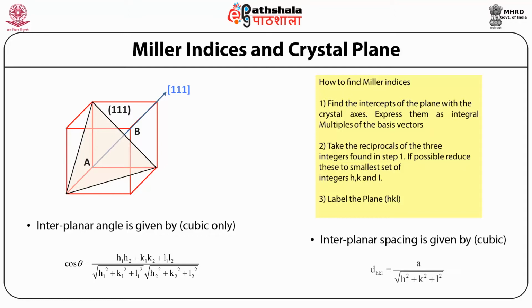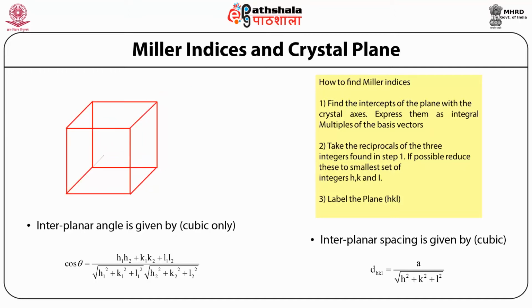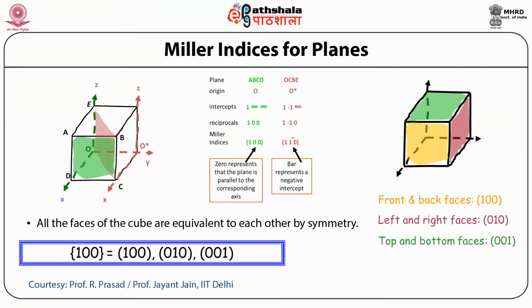Similarly, the interplanar spacing is given as d_hkl, which is equal to a divided by root of h square plus k square plus l square. These two formulas, the interplanar angle and the interplanar spacing, are given in this slide only for the cubic case. Now let us take an example of how we can find the Miller indices.